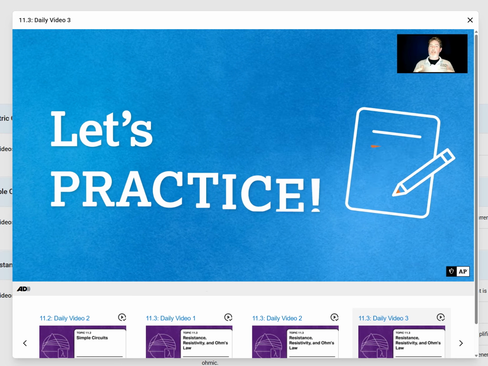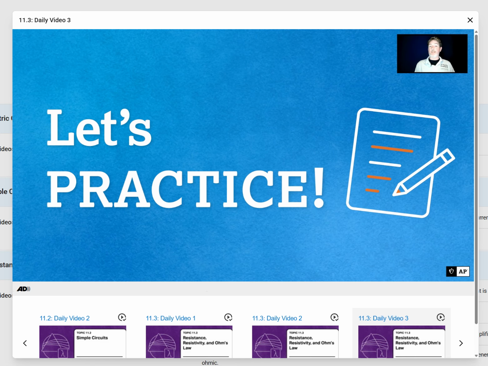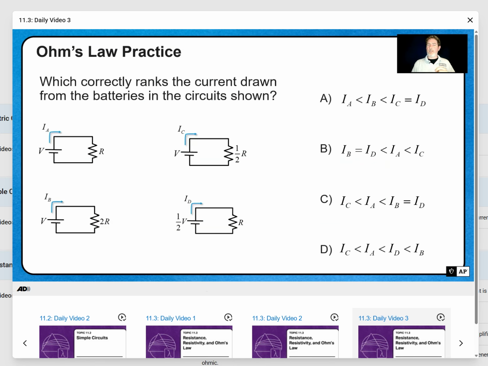So let's go ahead and practice by looking at how we can rank the current flowing through a circuit using Ohm's law. In this case, which of the following correctly ranks the current drawn from the battery in the circuits shown?